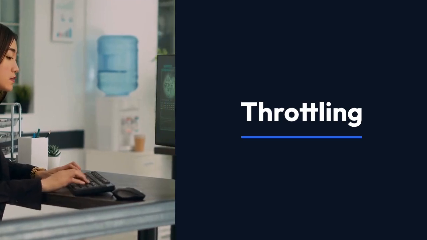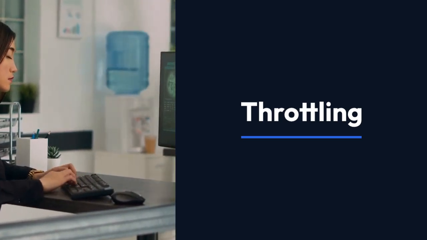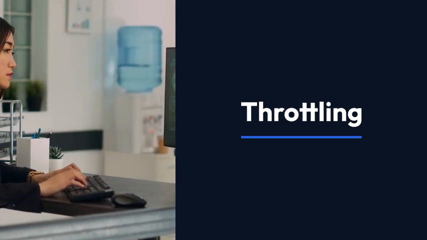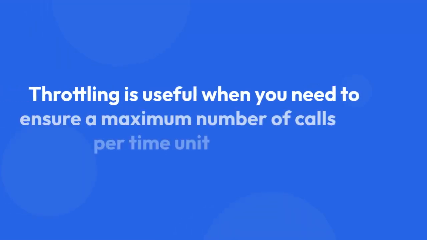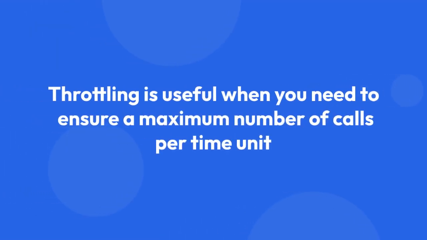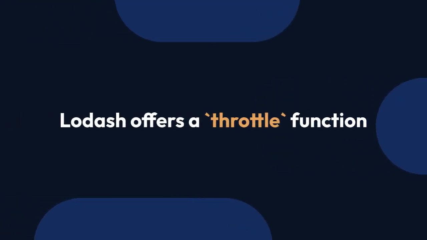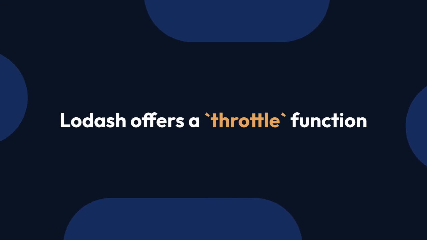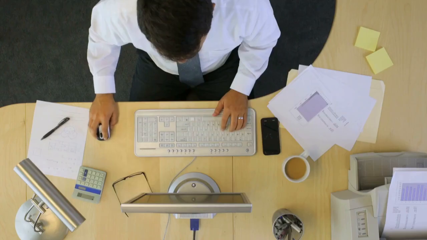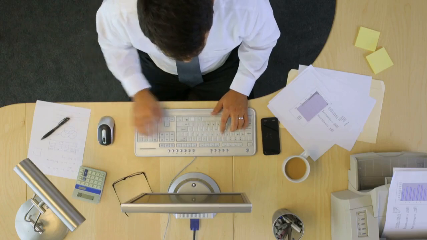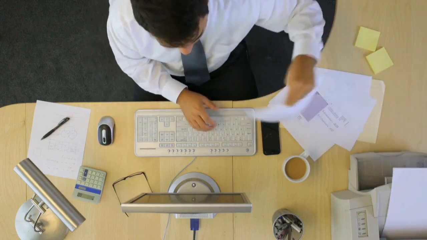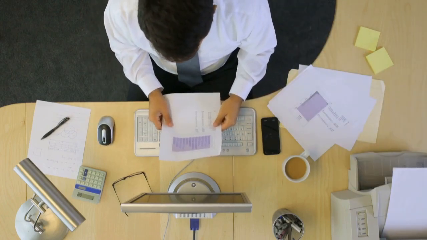7. Throttling, on the other hand, limits the rate at which the function is called, regardless of how frequently the event fires. 8. It's useful when you need to ensure a maximum number of calls per time unit, even if the user types continuously. 9. Lodash also offers a throttle function, used similarly to debounce. 10. You could use throttle(handleSearchChange, 1000) to limit calls to once per second.